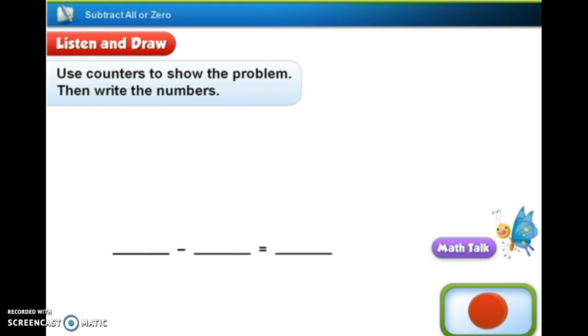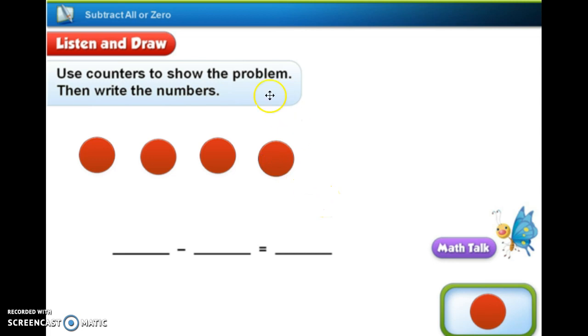Okay, listen as I read the problem. 4 toys are on the shelf. 4 toys are taken off. Let's start by drawing the toys that are on the shelf. 1, 2, 3, 4. Did you draw 4 circles? Excellent.